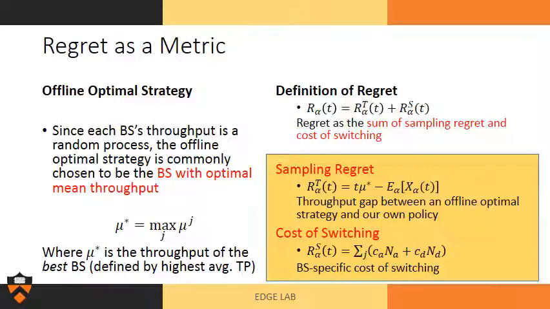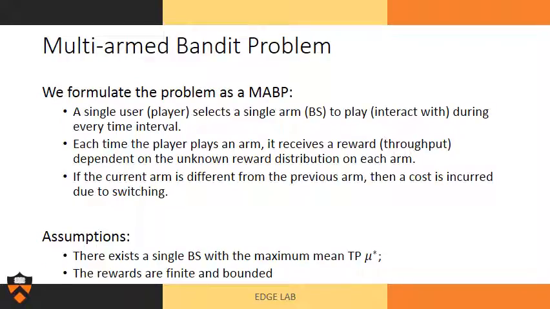The sampling regret is defined in the orange box as simply the throughput gap between an offline optimal strategy and the expected reward, the expected throughput of our own policy. And the cost of switching is the base station specific cost of switching, where CA and CD are static costs of association and dissociation, NA and ND are simply the number of times the user has associated and dissociated from that base station. We formulate the problem as a multi-arm bandit problem where a single user selects a single base station to interact with at every time interval. So basically each time the user plays an arm, receives the reward, depending on the unknown reward distribution on each arm, and if the current arm is different from the previous arm, then a cost is incurred due to switching.